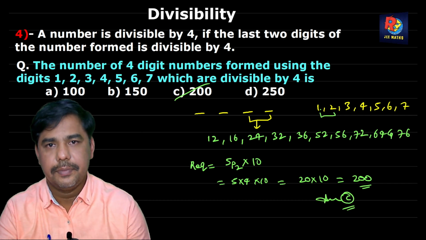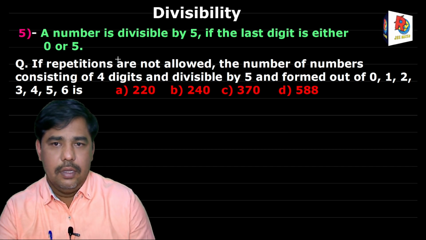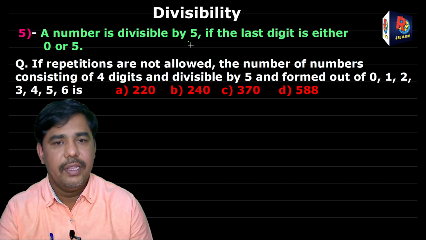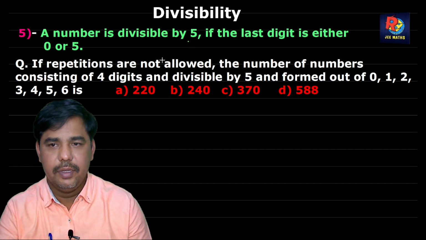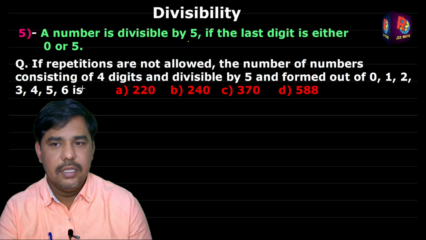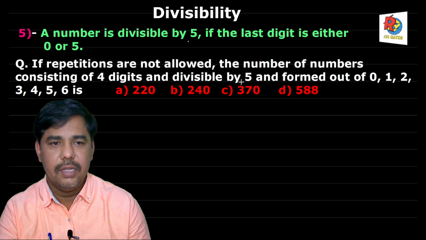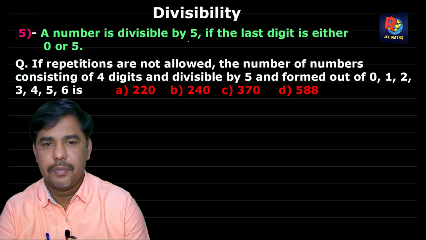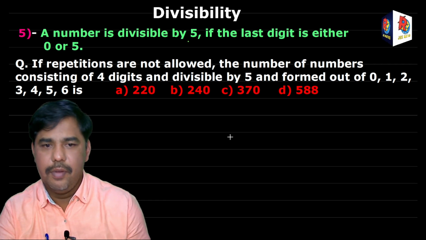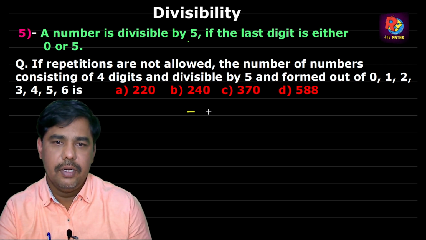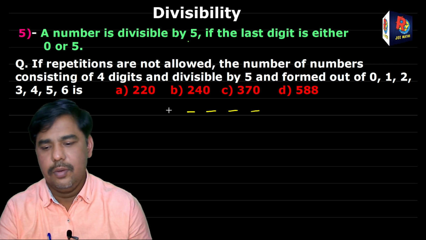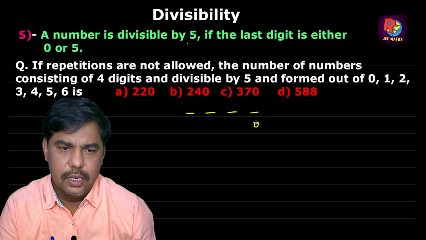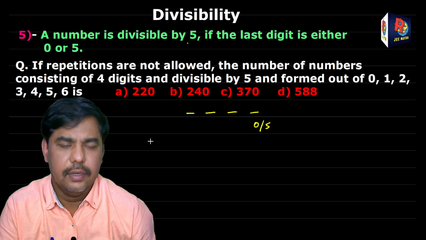Next, a number is divisible by 5. The last digit is either 0 or 5, then only it will be divisible by 5. If repetitions are not allowed, in this question you can observe a 4-digit number divisible by 5. Again I need to take a 4-digit number. The unit place should be 0 or 5, so I can take 0 or 5 here.